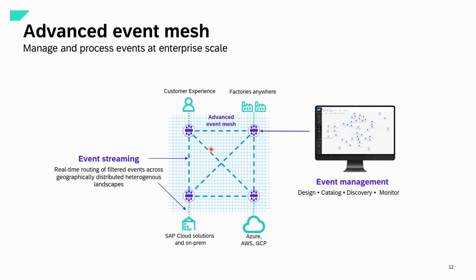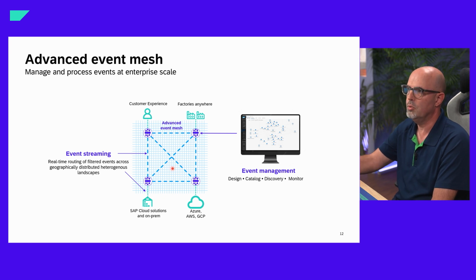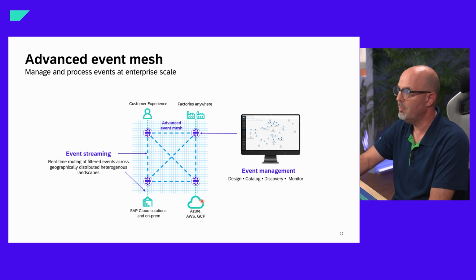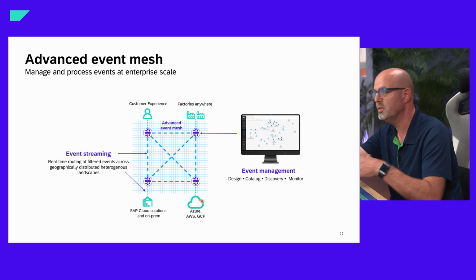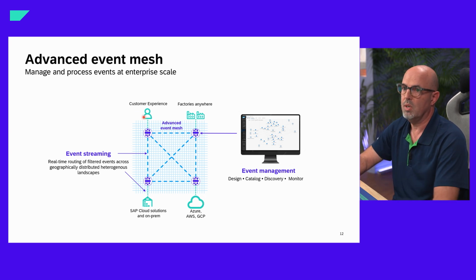So we have 4 brokers shown here that are connected into a mesh. Advanced Event Mesh allows you to actually spin up a broker and deploy it in a particular IT environment. That could be the SAP Cloud. That could be a hyperscaler data center, but it could also be an IT environment in your factories, in your stores, the customer experience plane.